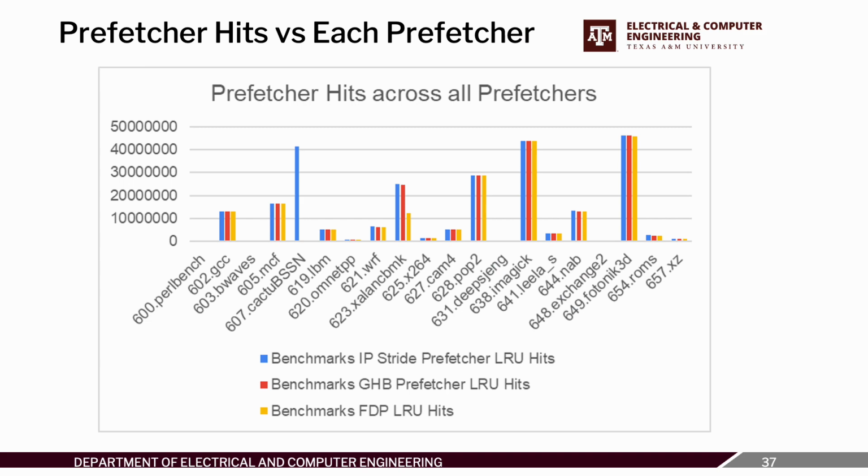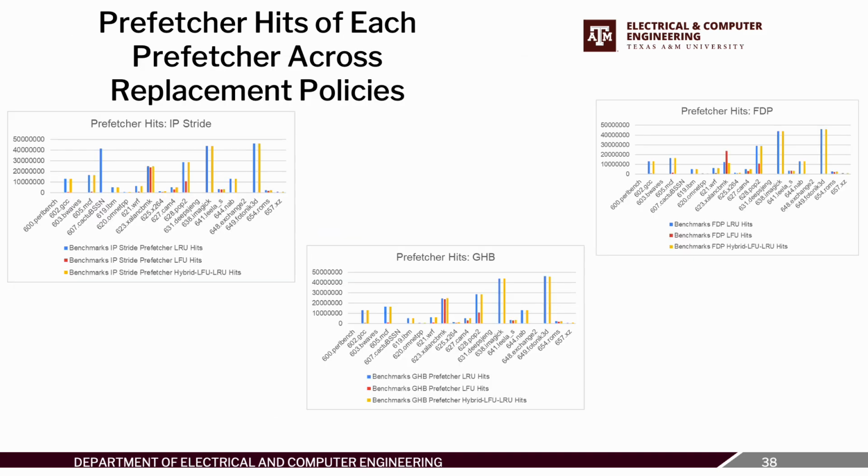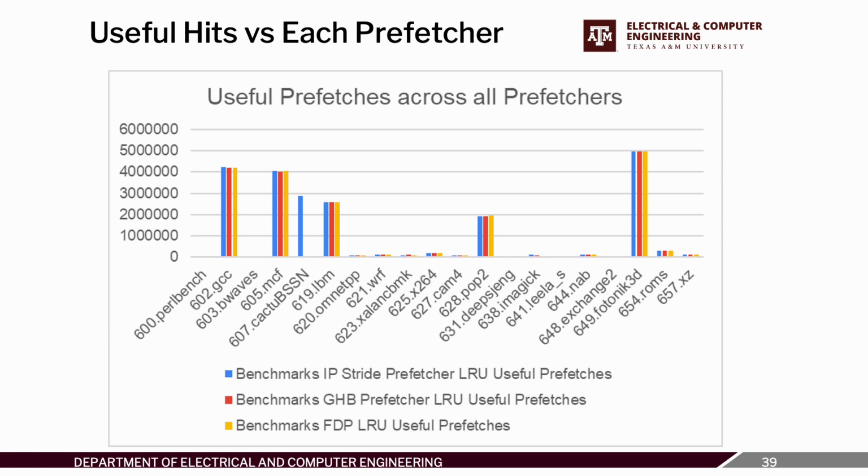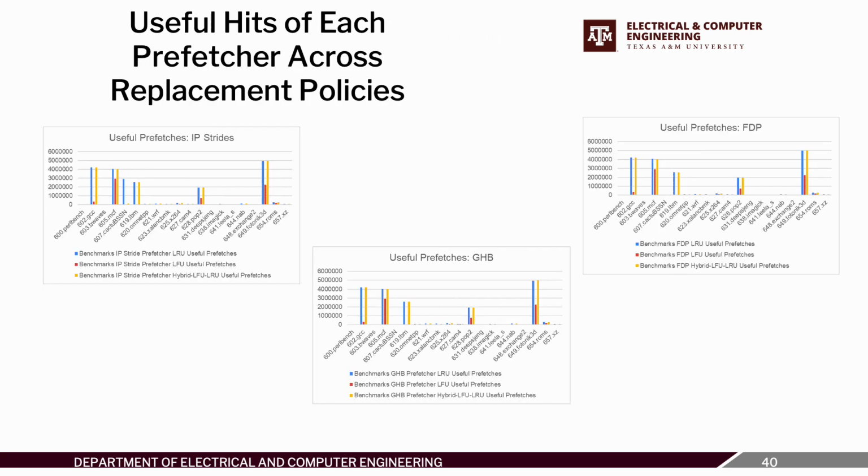We then determined the number of prefetch hits for each of the three prefetchers and the number of prefetch hits for each prefetcher using all three replacement policies. Lastly, we measured the number of useful prefetches for each prefetcher as well as the number of useful prefetches for each prefetcher using all three replacement policies.